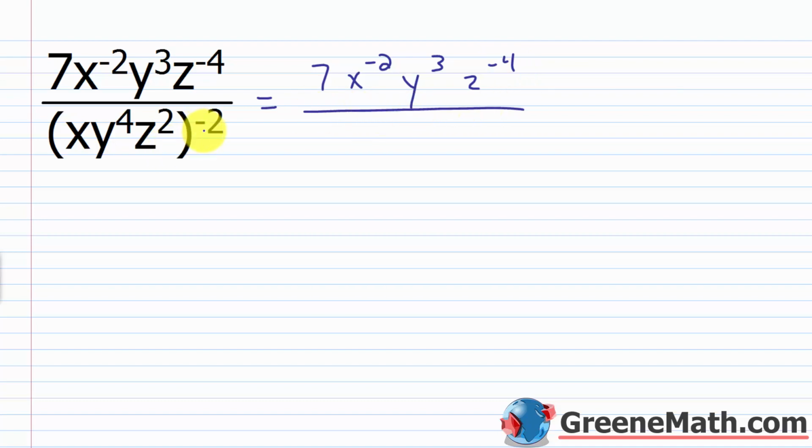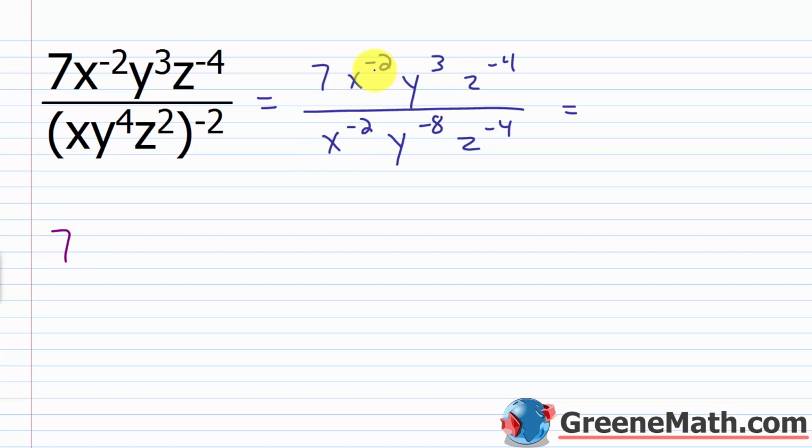Down here, I've got to use my power to power rule. So x would be raised to the power of negative 2. Y would be raised to the power of what? Keep that the same, 4 times negative 2 is negative 8. Z would stay the same. Multiply 2 times negative 2, that's negative 4. So now I have a 7 up here. Nothing's going to change with that.